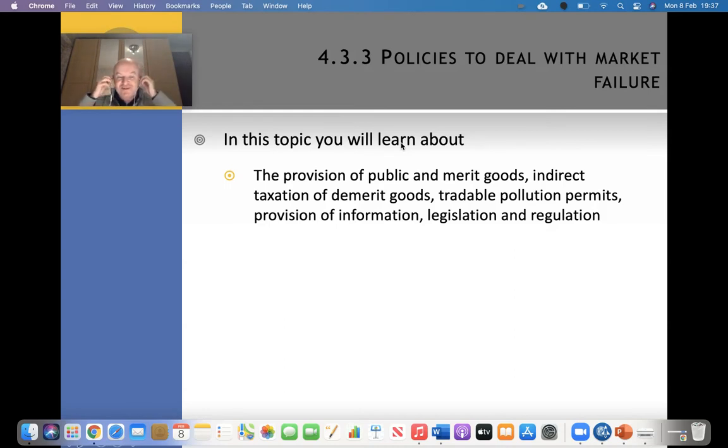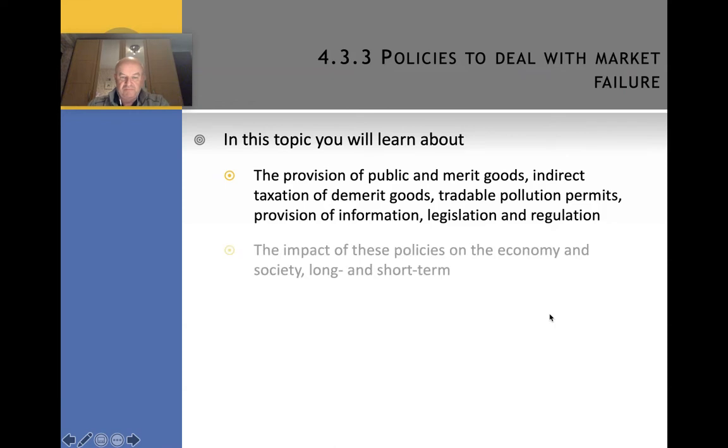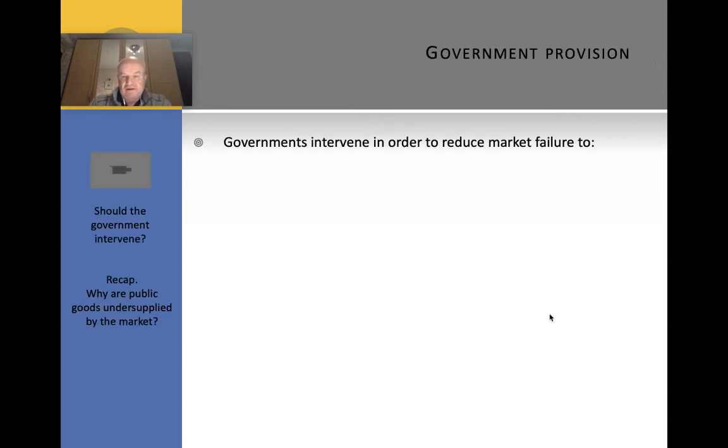So what we're going to do is look at these following topics. The provision of public and merit goods, indirect taxation of demerit goods, tradable pollution permits, provision of information, legislation and regulation. These are all different policy options that the government might choose in order to try to prevent or deal with market failure, which clearly is going to lead to a poor allocation of resources. That's the whole principle behind it. We're also going to look at the impact of these policies on the economy and society, both long-term and short-term. Let's get straight into it then.